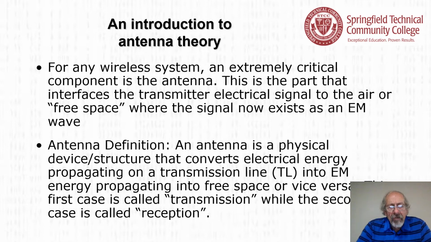So let's do a definition of the antenna. An antenna is a physical device or structure that converts electrical energy propagating on a transmission line into electromagnetic energy propagating into free space, or vice versa. So it's a reciprocal process. The first case is called transmission, where we launch an electromagnetic wave, while the second case is called reception, where we intercept an electromagnetic wave and cause a signal to propagate back down a transmission line.